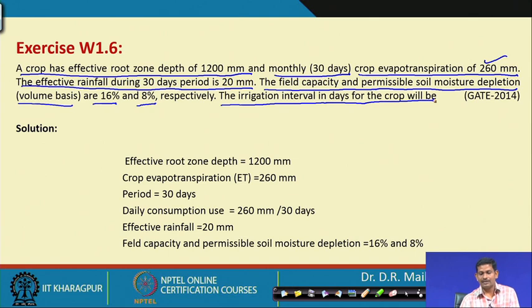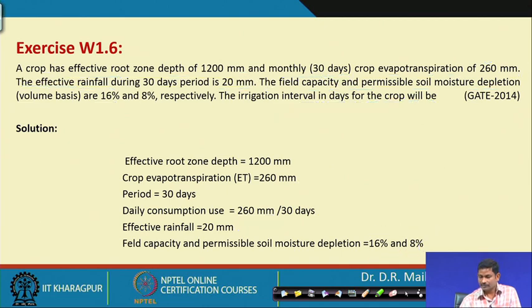This is a similar kind of question to the previous fifth question. With this data, given is effective root zone depth 1200 mm, evapotranspiration 260 mm, 30 days period. Daily water consumptive use is 260 mm by 30 days, because this is 30 days. And effective rainfall is 20 mm, and then field capacity and permissible depletion are 16 and 8%, that is field capacity and wilting point.